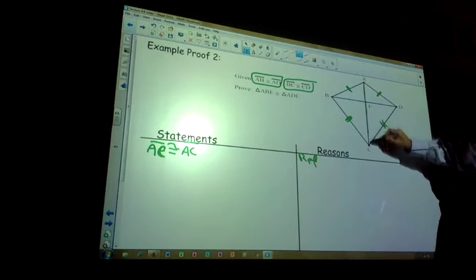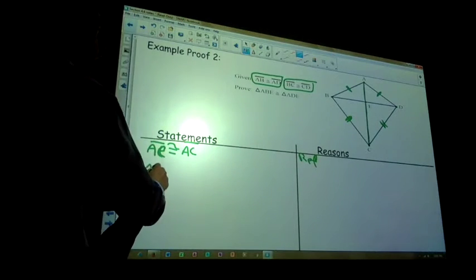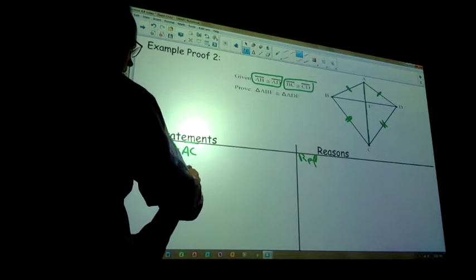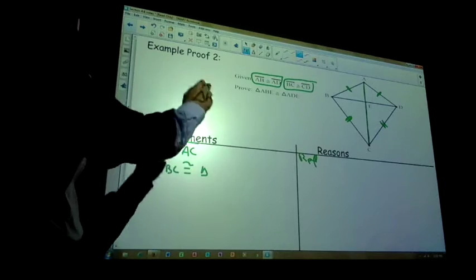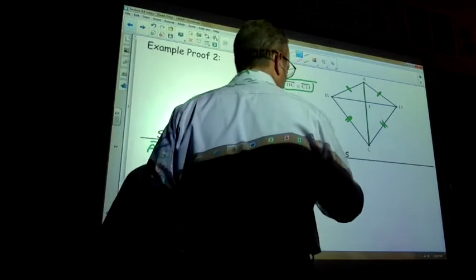All right, so now we know that. So this is going to allow me to get to triangle ABC is congruent to triangle ADC. And that would have been just side, side, side, right?